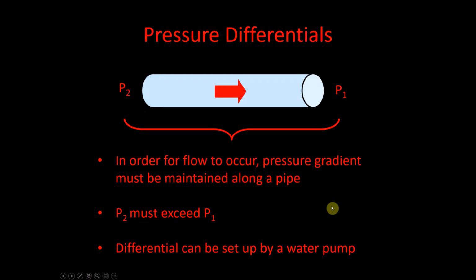So a differential can be set up by a water pump. You could pump water up into a tower, creating a pressure differential, or pressurize the vessel itself by pumping in more and more fluid. However you want to do it, you have a pressure differential that causes your fluid to flow from one place to another.